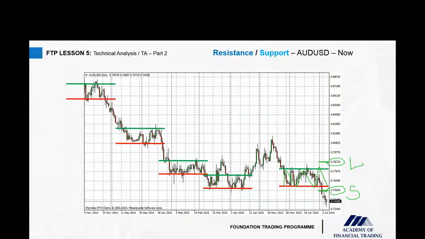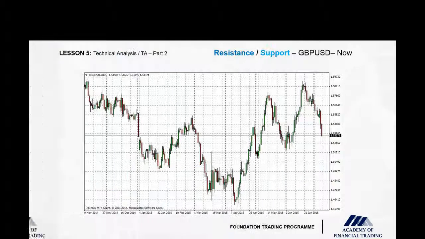Let's look at another market. Let's see if we can apply these same principles to a different market. We'll look at GBP USD, also known as cable. And again, we're going to track it across from left to right. We have a floor initially, don't we?